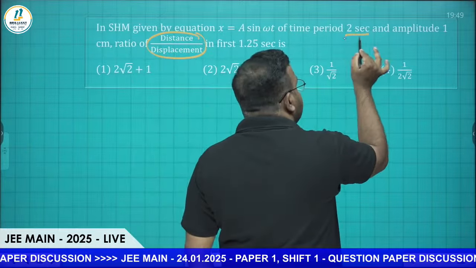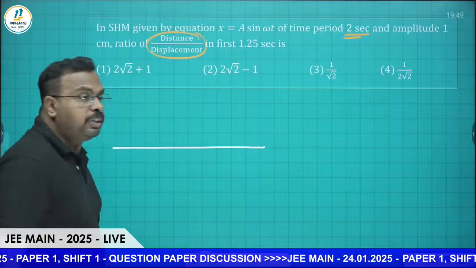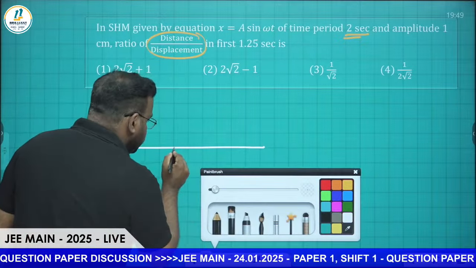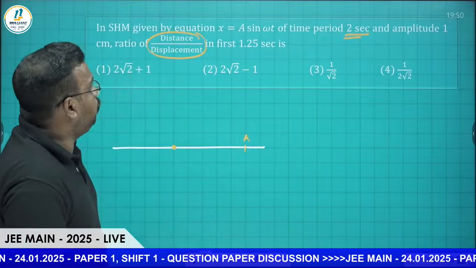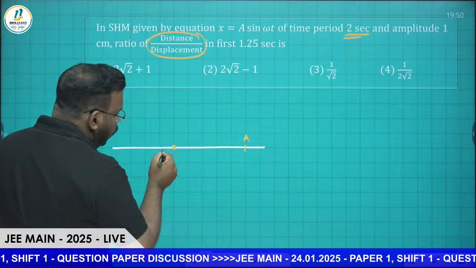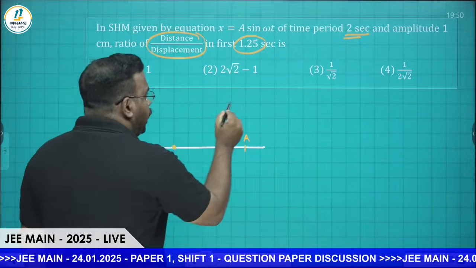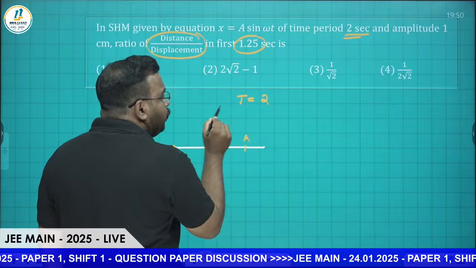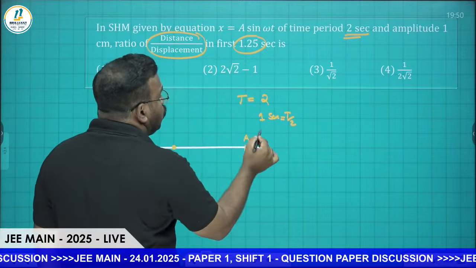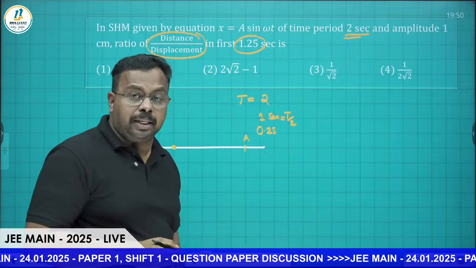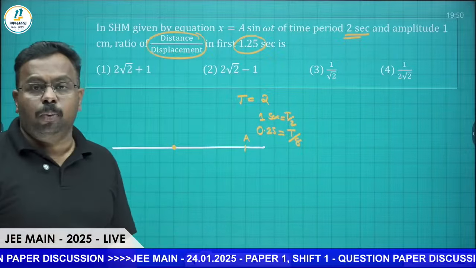What is the total time period? Total time period is 2 seconds. Okay, so if you are using the idea of simple harmonic motion, see, this is the mean position. Let me assume this as the mean position. Amplitude I'm just taking as A. Total time period is 2 seconds, and we need 1.25 seconds. Please note that time period is equal to 2. That means 1 second means T by 2. Then what about 0.25 second? 0.25 second means T by 8, isn't it? Because T is 2 seconds.